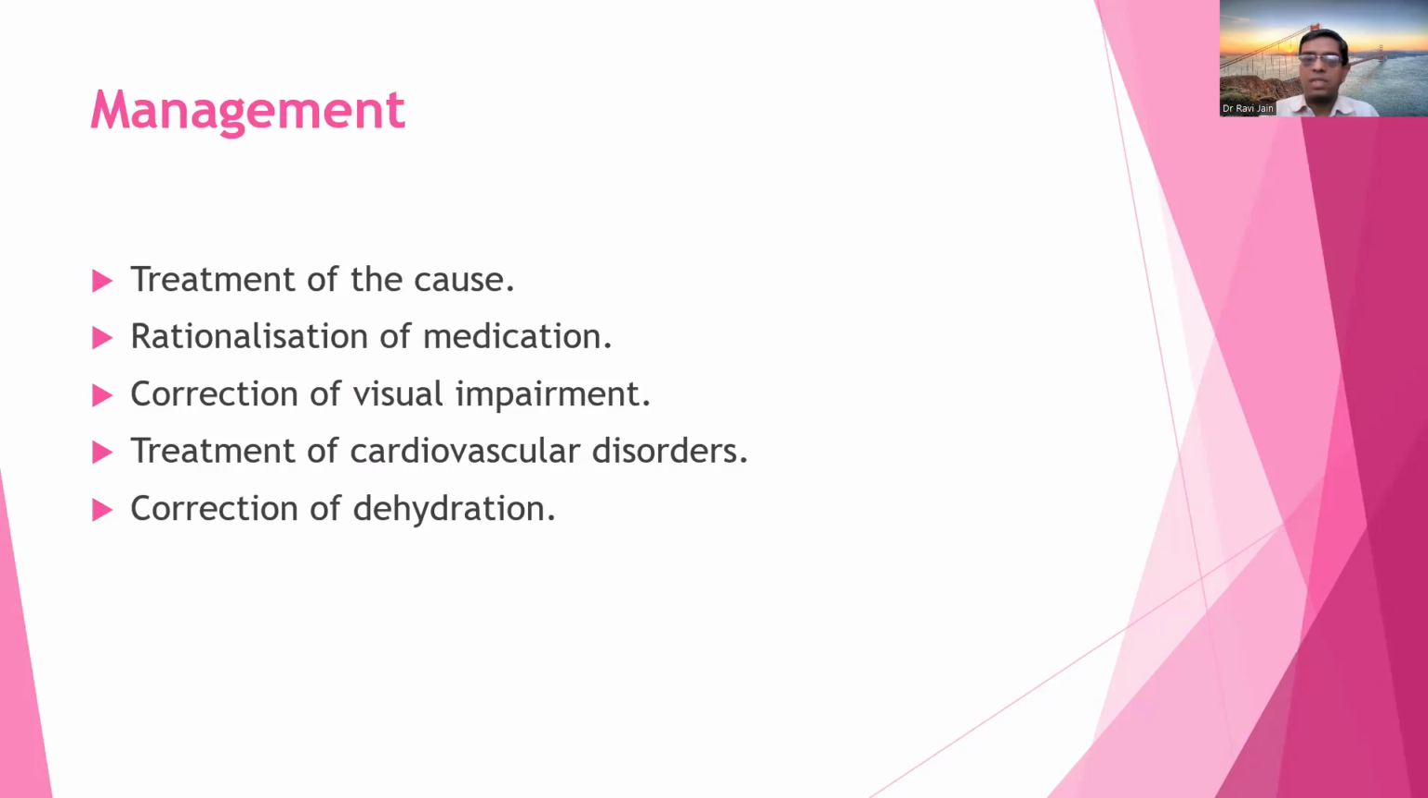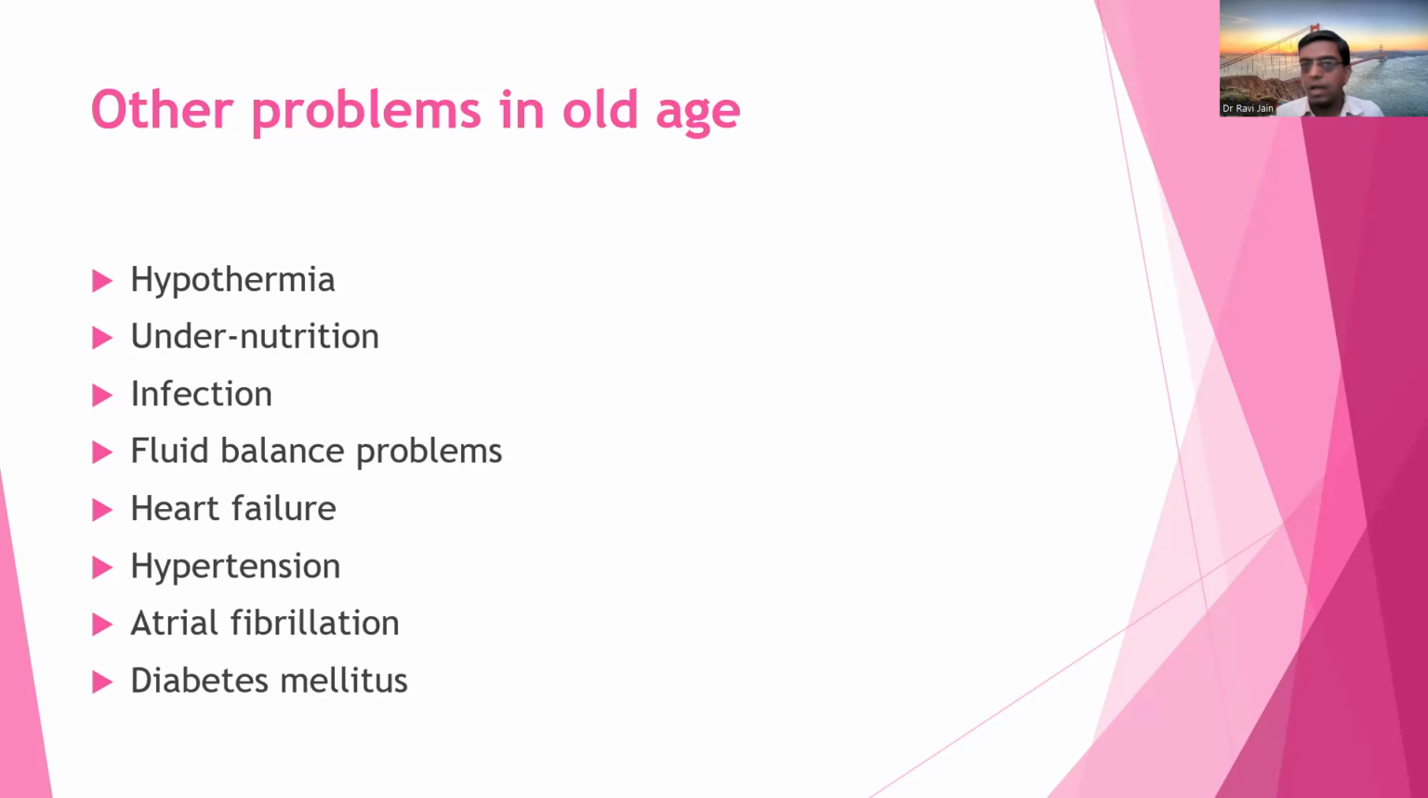The management of dizziness includes treatment of the cause. We have to treat the cause. Rationalization of the medicines has to be done. Correction of the visual impairment should be done. Treatment of the cardiovascular disorders and correction of dehydration. So management includes the treatment of the cause, rationalization of the medicine, correction of visual impairment, treatment of cardiovascular disorders, and correction of dehydration.